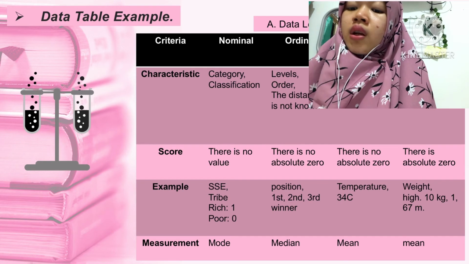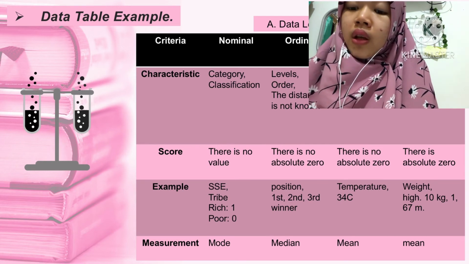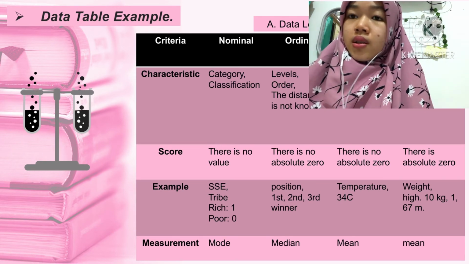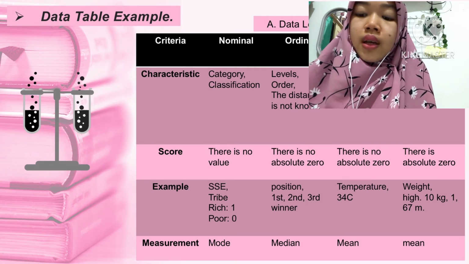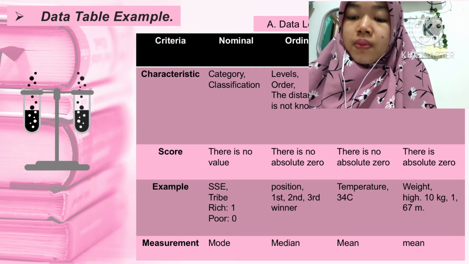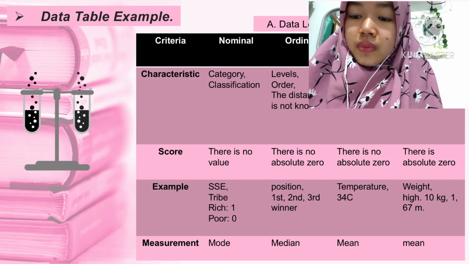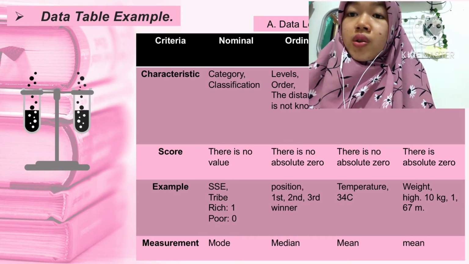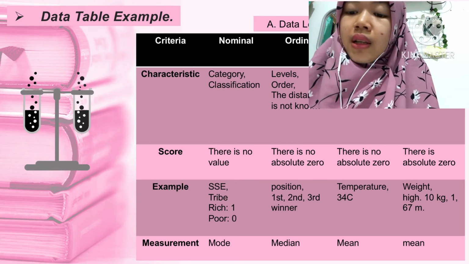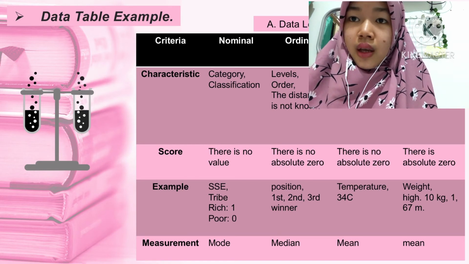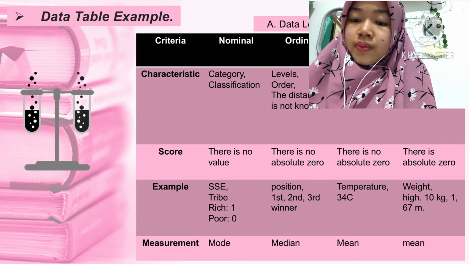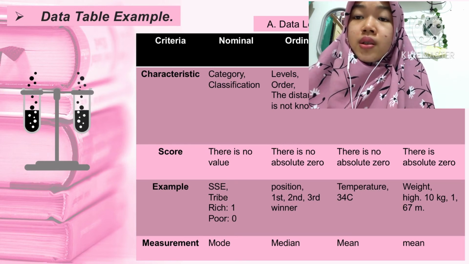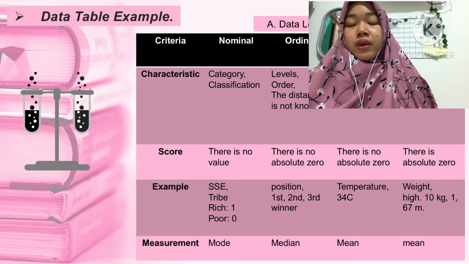The ordinal characteristic is using levels or order. The distance is not known, and the score is that there is no absolute 0. An example is position: first, second, third, winner. And the measurement is median. The characteristic of the interval is levels. The distance is the same, and there is no absolute 0. The example is a temperature of 34 Celsius, and the measurement is mean.